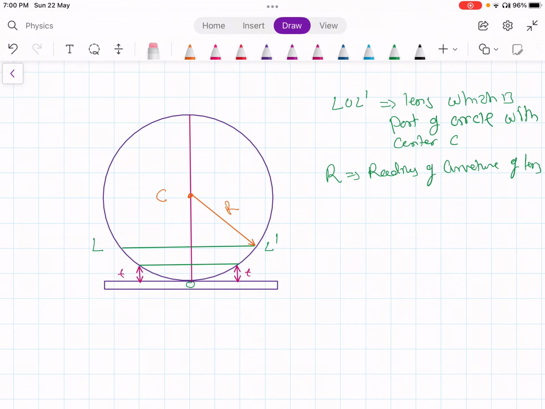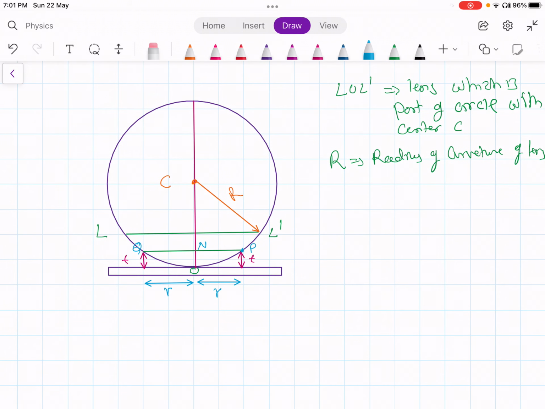So this distance and this distance over here, up to the thickness t from the center, is the radius of the ring. This is also the radius of the ring. Let me name these points as Q here, N here, and P over here. This point is P.